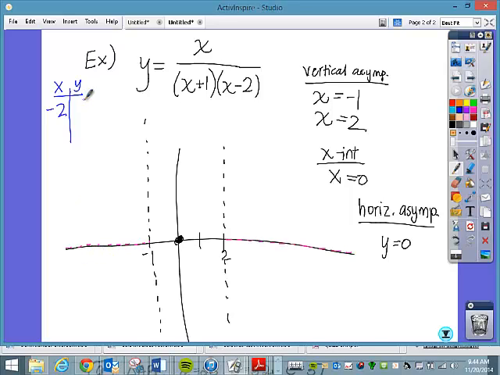So when I plug -2 in, I get a negative number in the numerator. -2 plus 1 is -1, so I have this as a negative number. And then -2 minus 2 is -4, so it's also a negative number. So a negative over a positive is a negative. So this number down here will be negative. So that means it's going to go up towards this horizontal asymptote and down towards this vertical asymptote. It's negative, so it's below the x-axis.